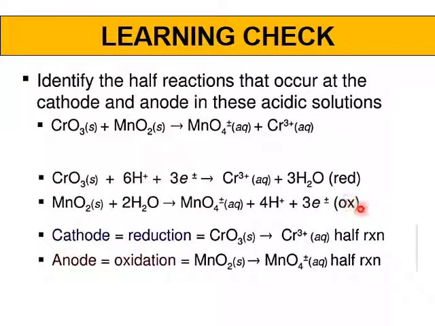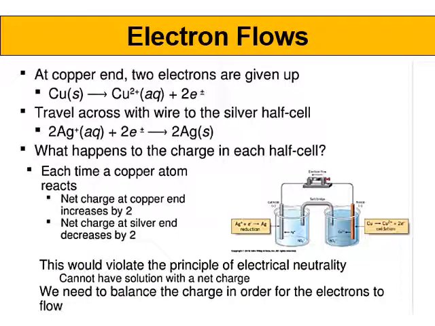Oxidation is loss. Okay, so the cathode normally occurs at reduction, while the anode occurs at oxidation. So these are the half equations. Okay, for electron flow, at the copper end, 2 electrons are given up, for example copper to copper 2 plus. Oxidation is loss. Okay, loss of electrons here, they travel across the wire to the silver half cell, where it gains 2 electrons to become silver plus.